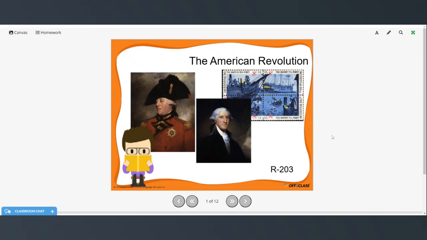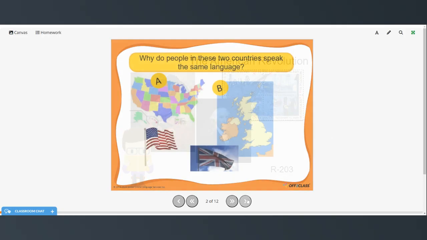This is a B1 level reading lesson, and today we're going to be talking about the American Revolution. So why do people in these two countries speak the same language, the United States and Great Britain? Well, the United States started as a set of 13 colonies that were the colonies of Great Britain. The British speak English, and so the Americans who settled these colonies basically immigrated from Great Britain, and so they also spoke English.